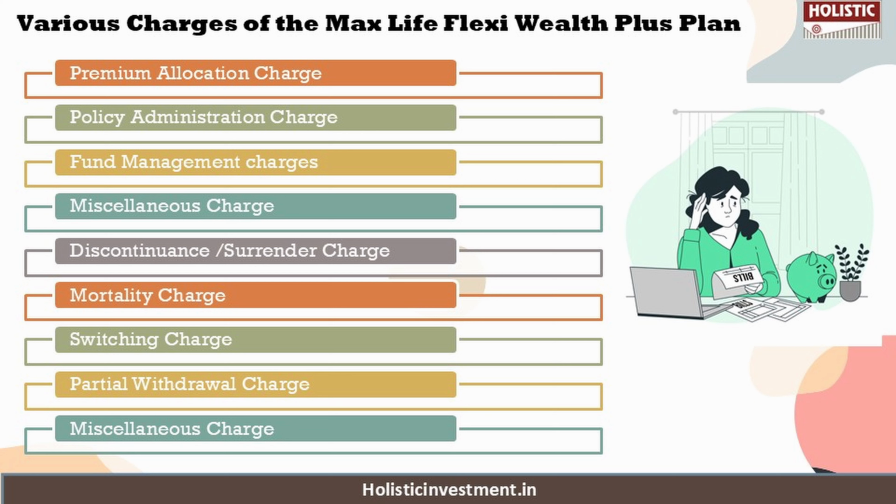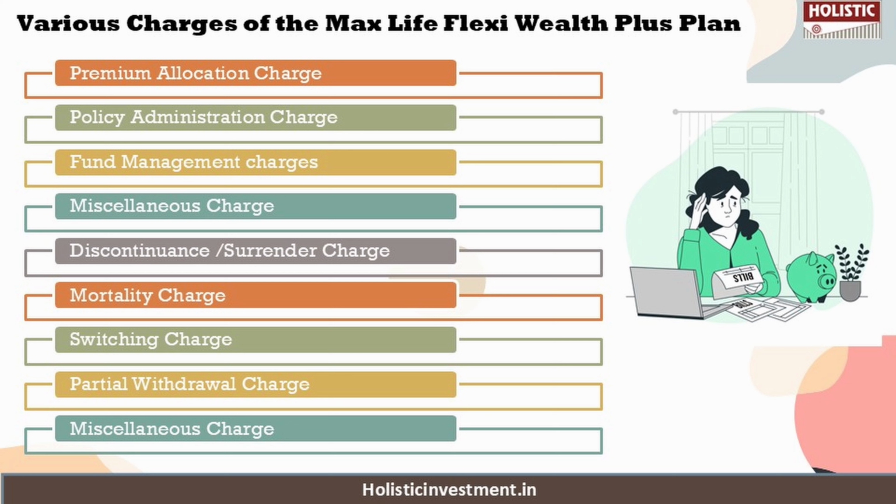So the thing is, not all these charges are essential. Some of the charges might be essential, but most of these charges are not essential to run the plan. Essential charges are like mortality charge or fund management charges, but most of the other charges weigh down your investment return, like premium allocation and policy administration charge and other charges. All these charges will bring down your returns significantly in the long run. So you need to keep this as a drawback in your mind before deciding to invest in this policy. And if you want to know more about all these aspects of this plan in detail, you can refer to the policy brochure.